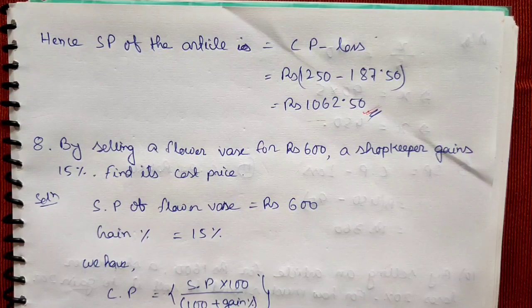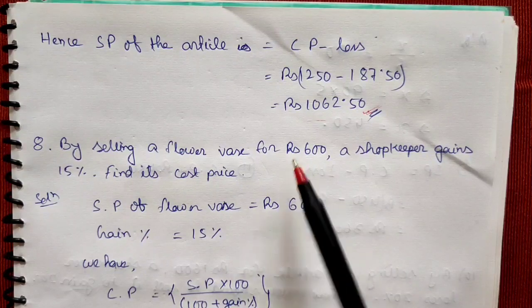Let's move to our next question, that is question number 8. By selling a flower vase for rupees 600, a shopkeeper gains 15%. Find the cost price. As I told you just a few minutes ago, if SP is given and profit is given, you can find out the cost price. So this question is also the same as that.